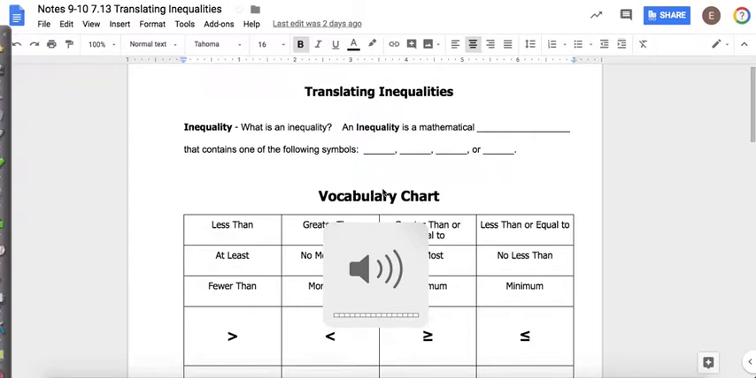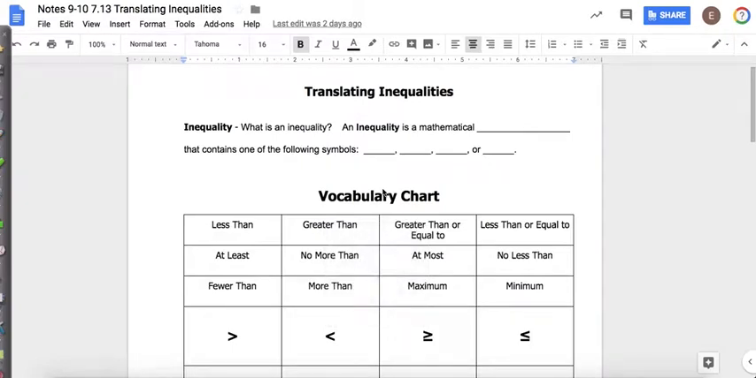Welcome to my note sheet on translating inequalities. So we've already translated expressions and equations. Now we're going to use the words that we learned in those units and apply them to an inequality. But we need to know which words mean to use an inequality symbol.